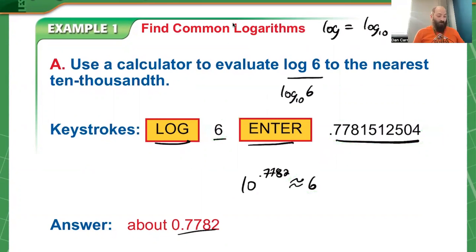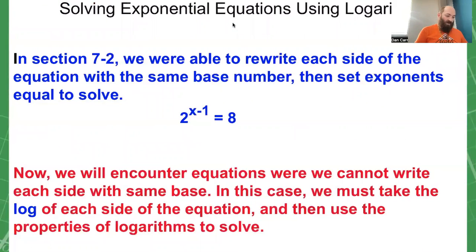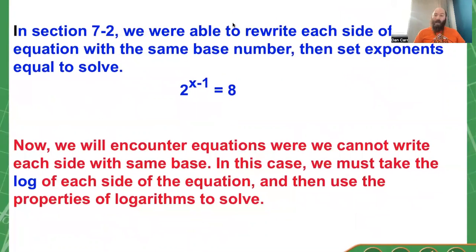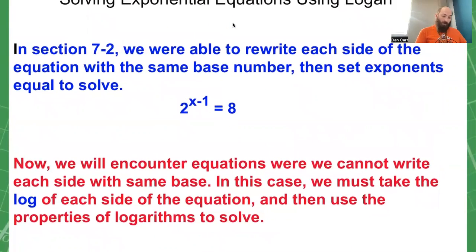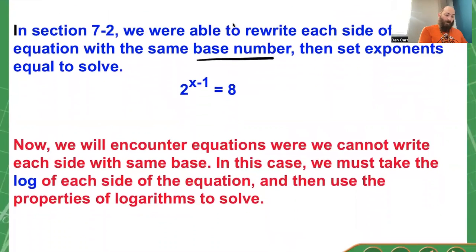So how can we use that? Back in 7.2, we said if you are able to rewrite each side of the equation with the same base number, then you can set the exponents equal to solve. So this was an example of that. 2 to the x minus 1 is equal to 8. 8 is the same as 2 to the third power, so these two exponents have to be equal. We just solve this equation, 3 equals x minus 1.